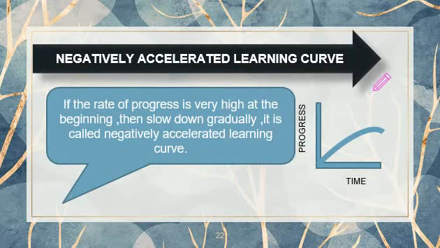Second one is negatively accelerated curve or convex curve. If the rate of progress is very high at the beginning, then slows down gradually, it is called negatively accelerated learning curve. It depicts a rapid initial improvement when the task is very simple or when the learner has previous practice, and slows down with the time if the learner loses interest in learning due to its simple nature.